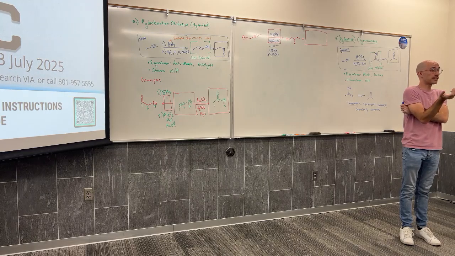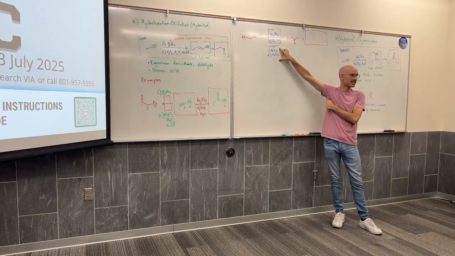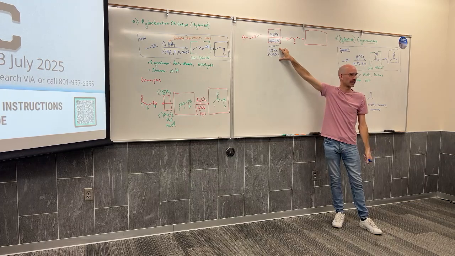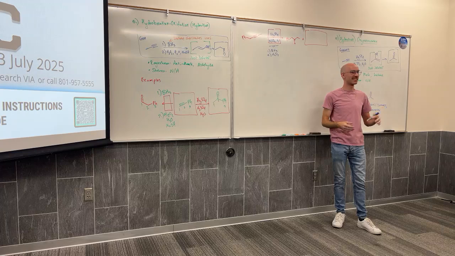So which one would you want to do? Well, it's either run 2 steps, which is just longer to do when you're working in the lab, or work with mercury. Pick your poison, literally.